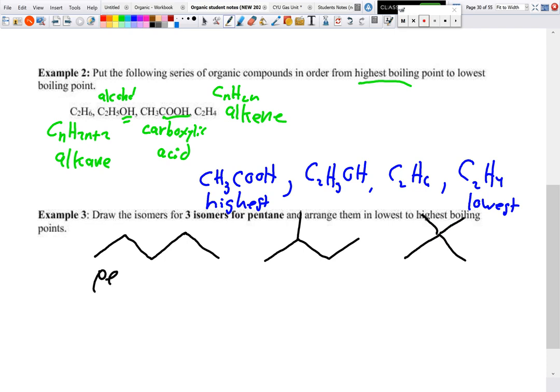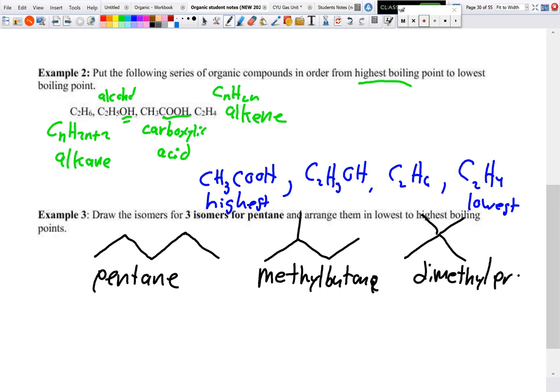Right, so we have pentane, methylbutane, and dimethylpropane. These are the only isomers that we have for pentane.